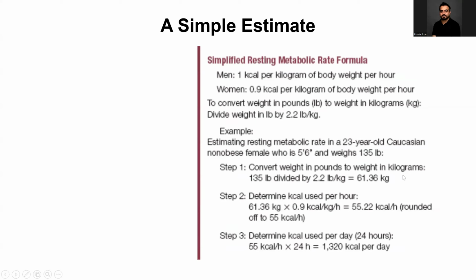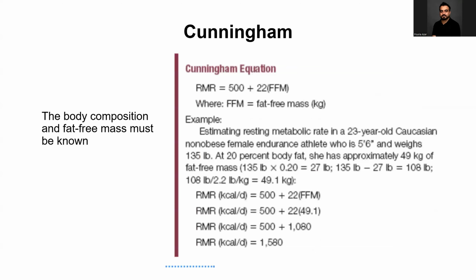And if we multiply this by 0.9, we get 55.22 kilocalories per hour. And if we want to get the resting metabolic rate for 1 day, we have to multiply that by 24, and we get 1320 kilocalories per day. So if we compare this resting metabolic rate using the simplified equation or estimate with the one from Cunningham, we can say there is a difference here, right?